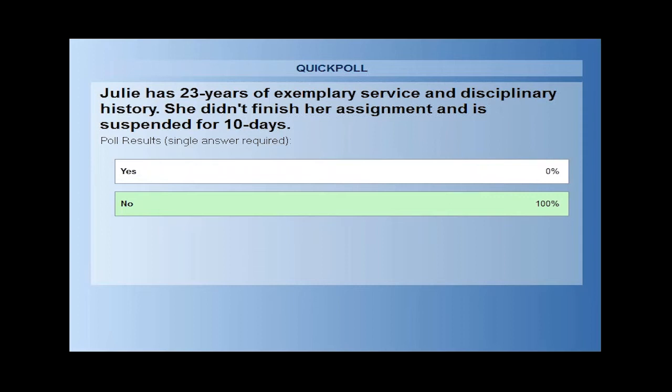Right, there was not just cause. You guys are awesome, you're really paying attention. There was not just cause to issue discipline. Not only did she have 23 years of exemplary service and no disciplinary history, but the investigation found that she had left her paperwork incomplete because she had a family emergency and wasn't thinking straight, and paperwork issues usually get a first level written warning. There's no reason she got a 10-day suspension.